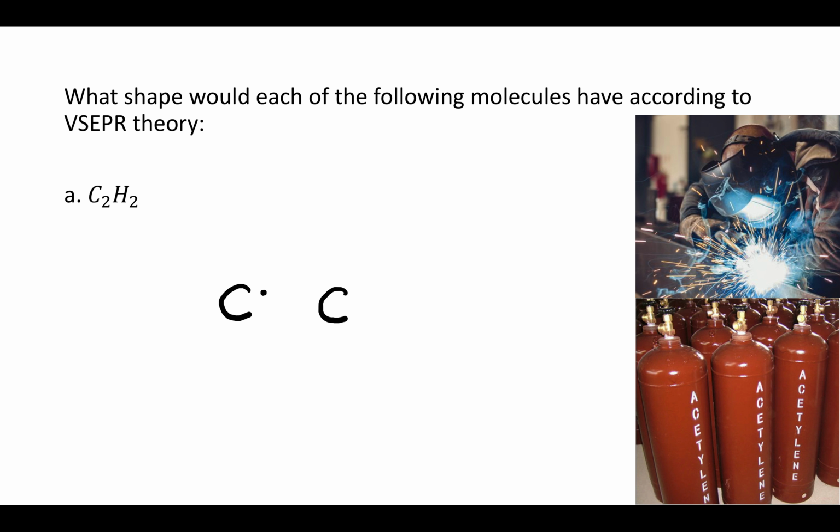Now, around each carbon we have 4 valence electrons, or 4 electrons that are unpaired. So those unpaired electrons are unstable, and around each hydrogen we have 1 electron that's unpaired.